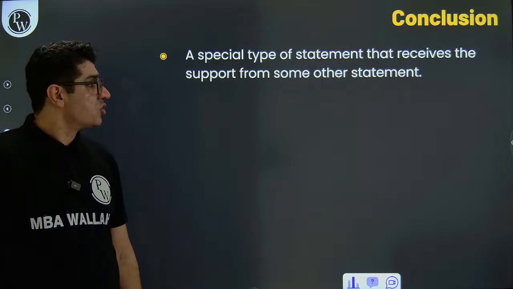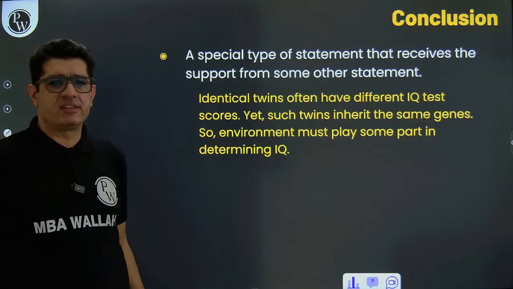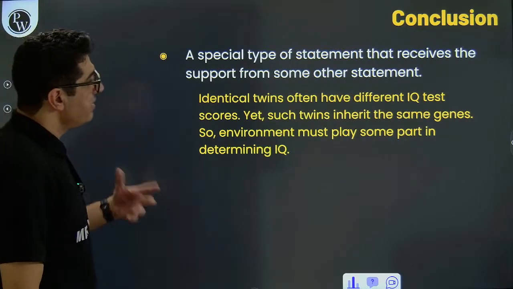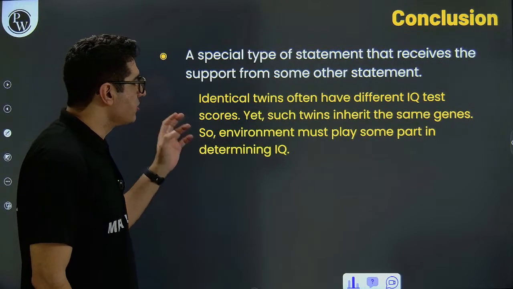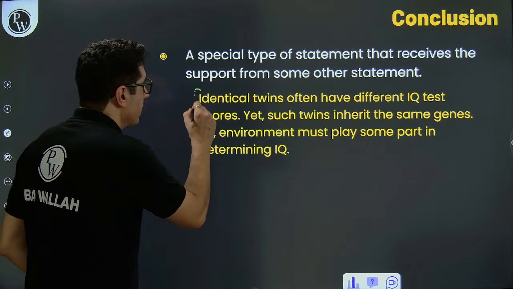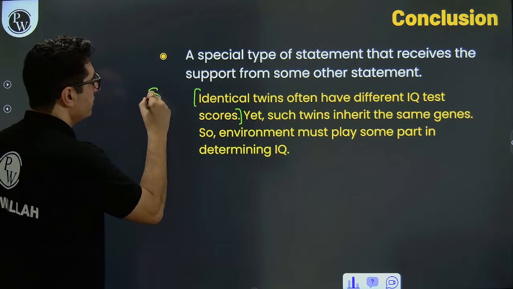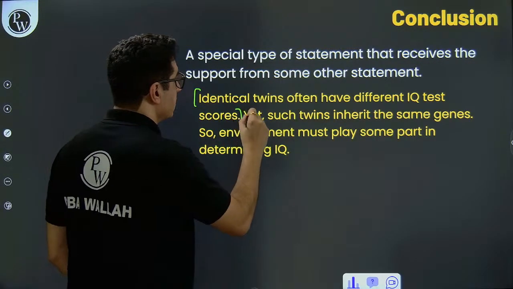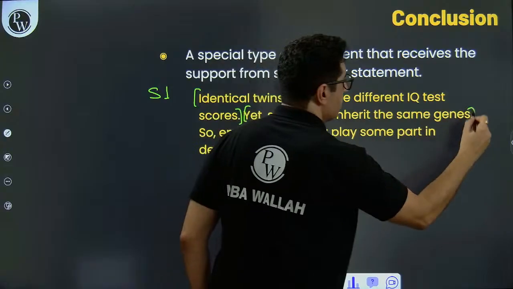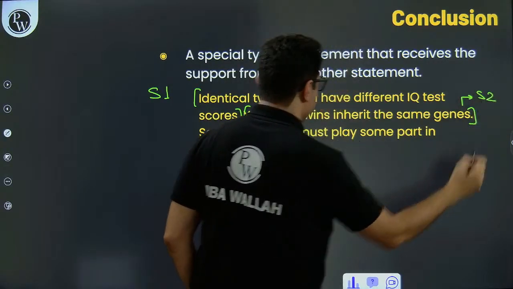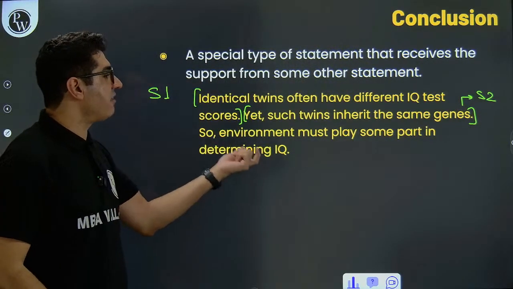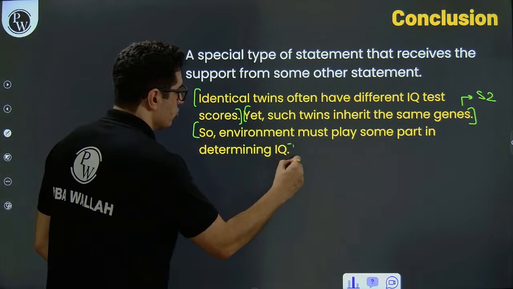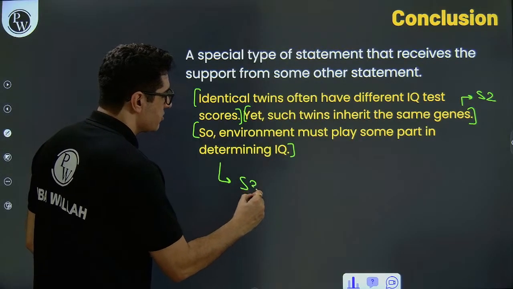Done? So, for instance, let's have a look at this. Identical twins often have different IQ test scores. So that's a statement, right? Let's call it statement 1. Yet such twins inherit the same genes. That's another piece of information for us, statement 2. And then you have, so environment must play some part in determining IQ. So this is your statement 3.